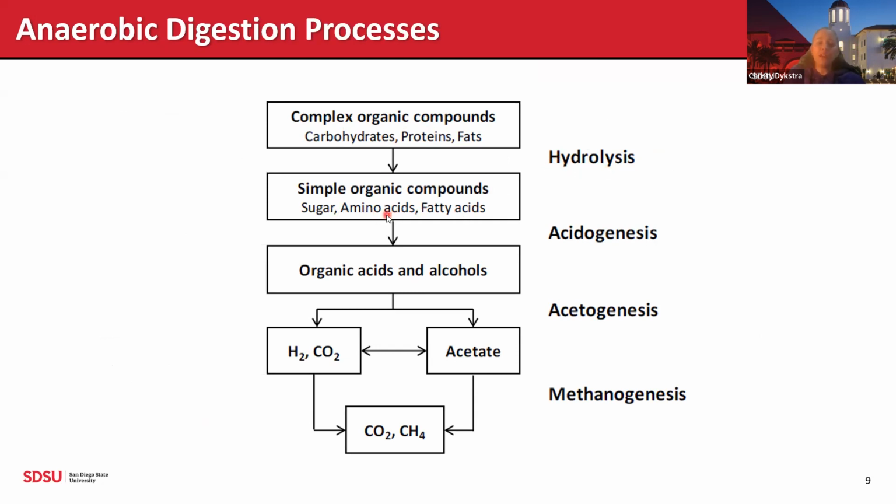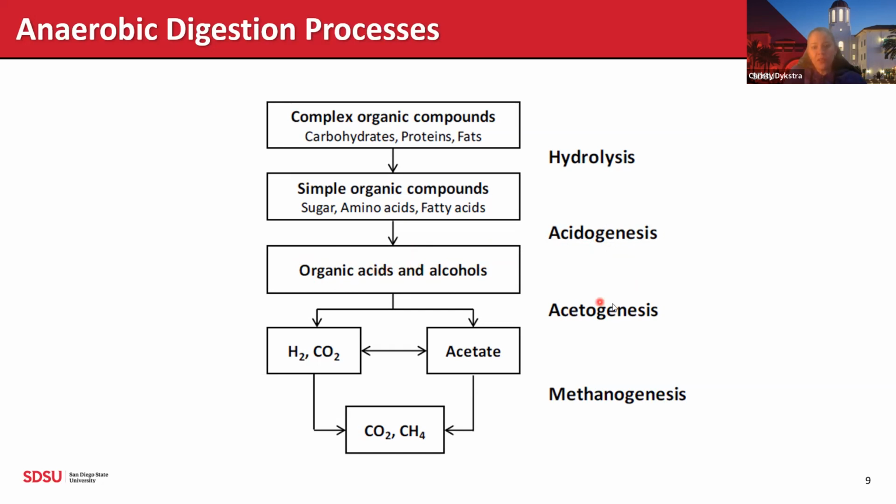And so once we have those big molecules broken down, we have sugars, amino acids, and fatty acids. Then we can start with these different groups of microbes that do this step, which is acidogenesis. Acido-genesis means it's generating or producing acid, these organic acids. And this is where, if we allow these to build up, we tend to get too low of a pH and we can stall our system. So we need everything to be working very well together.